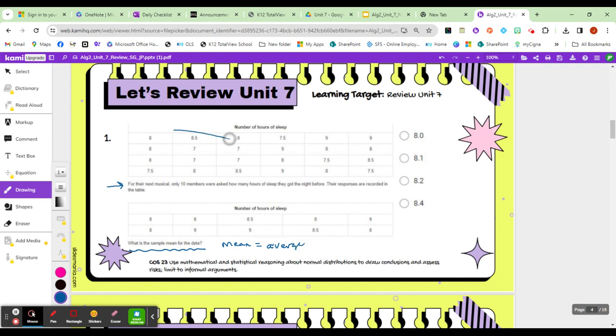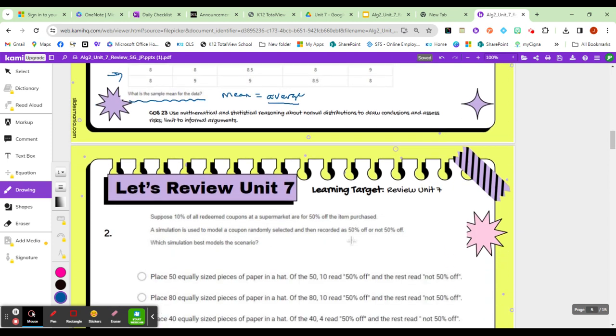And you just have to know not to use this big group up here. We're just looking at the sample. So we'll add all of these numbers. There are 2, 4, 6, 8, 10 of those numbers. We'll add them up. We'll divide by 10, and that's going to give us 8.4. Okay, so we're going to find the average of the sample. That's how you would do number 1.